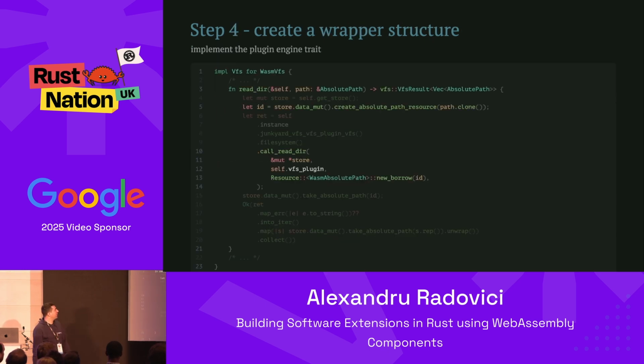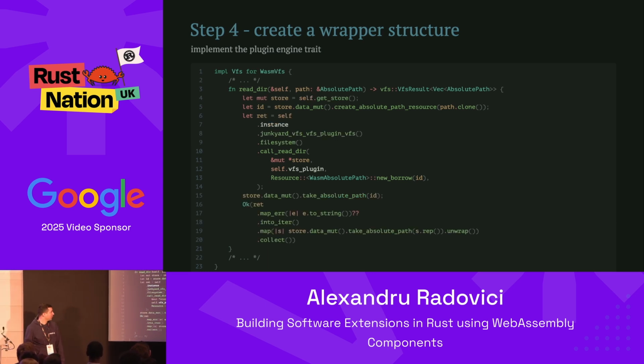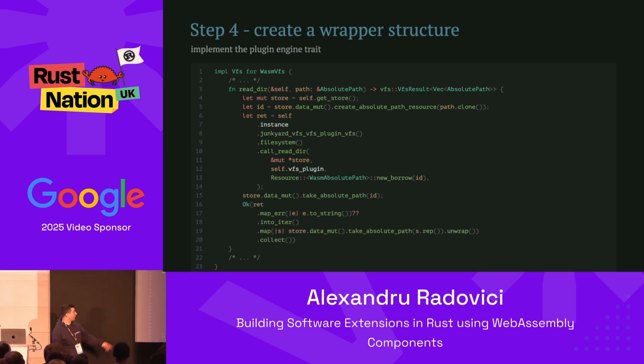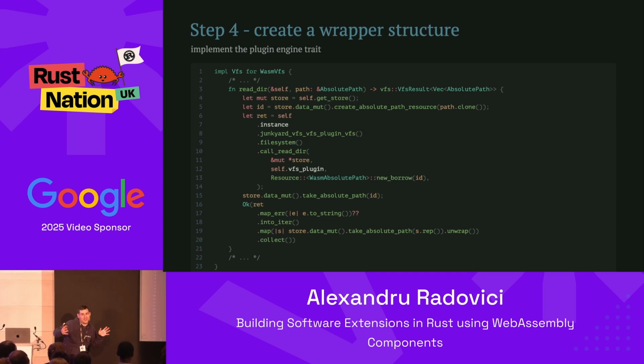So this is how it looks like. You implement your own trait. You get the data store, and you call this one. So this is how readDir would look like. Get the store. The store is an object that you define when you start your wasmtime runtime. You need to get the ID of the resource, then call readDir, because readDir gets an absolute path, which in fact is a number. It gets the resource ID on which the plugin will call the methods to find out the path, the file name, the type, and so on.